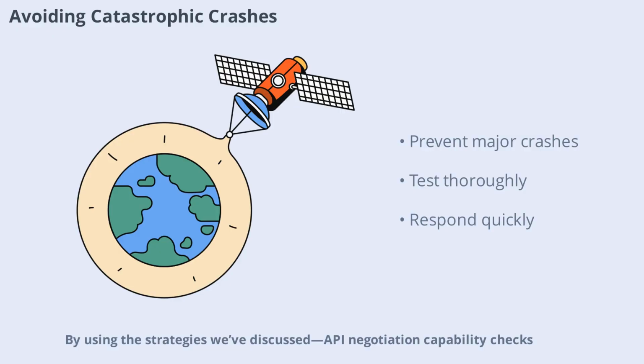By using the strategies we've discussed, API negotiation, capability checks, feature flags, and micro kill switches, you can prevent most catastrophic failures. Always test your updates thoroughly and be ready to respond quickly if something goes wrong.